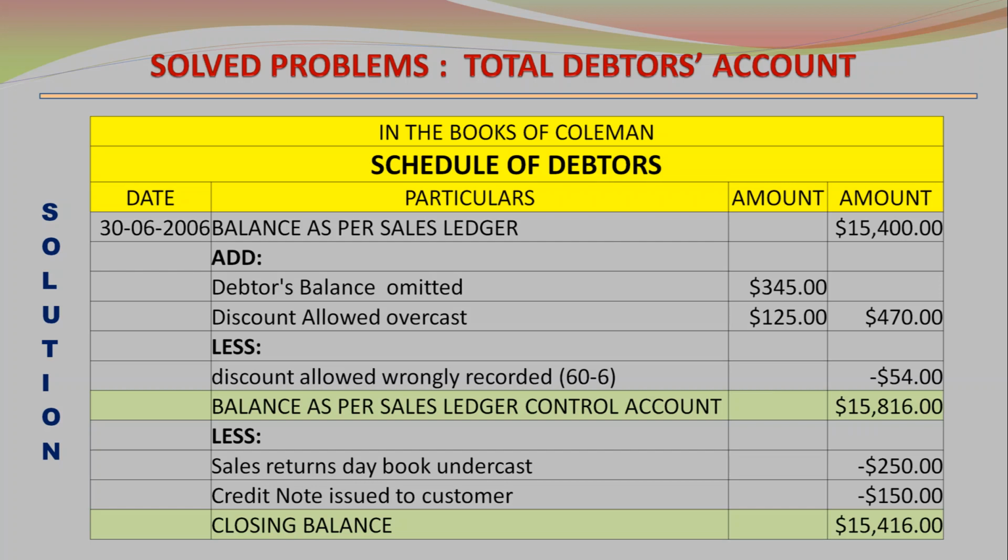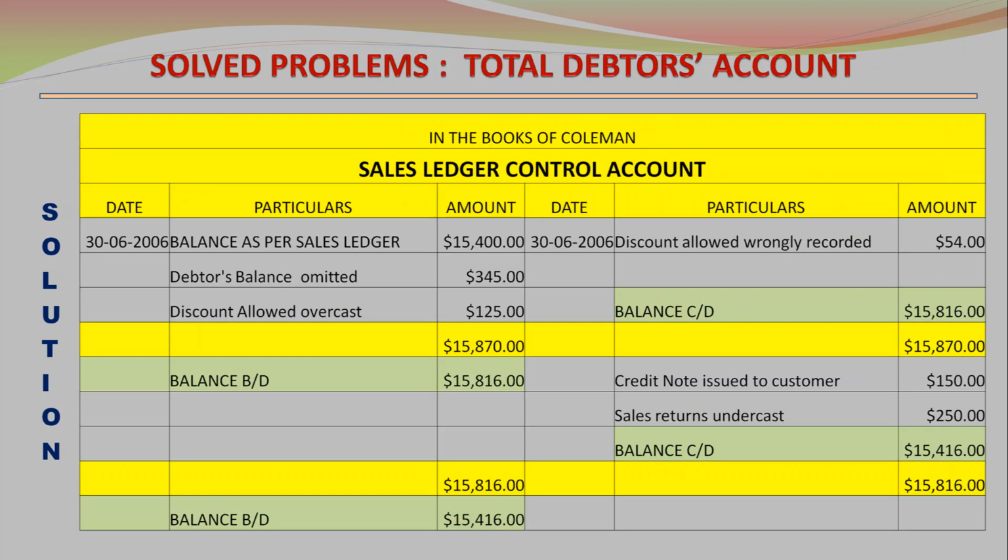Further adjustments. Less sales returns daybook undercast, minus 250. Credit note issued to customer not entered anywhere, 150. Closing balance 15,416.